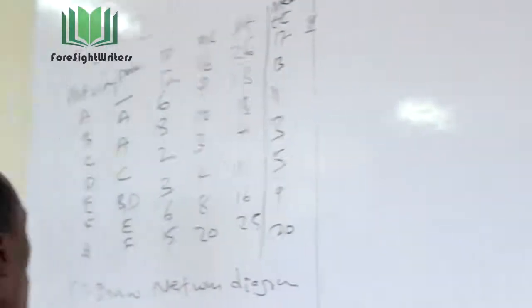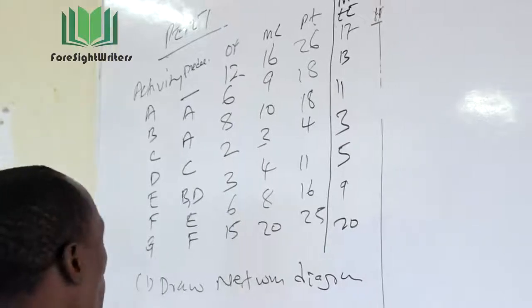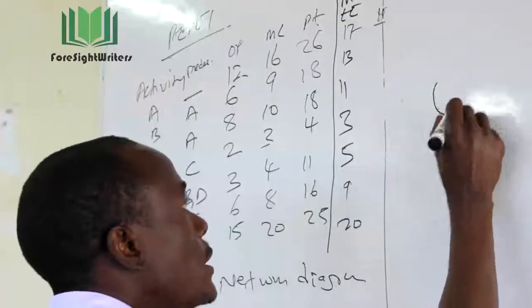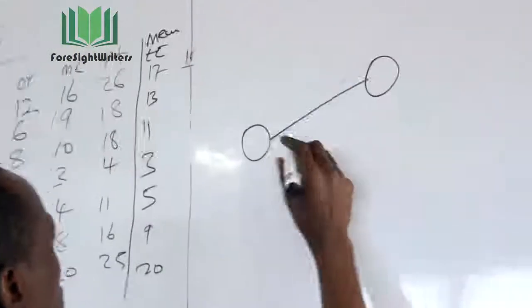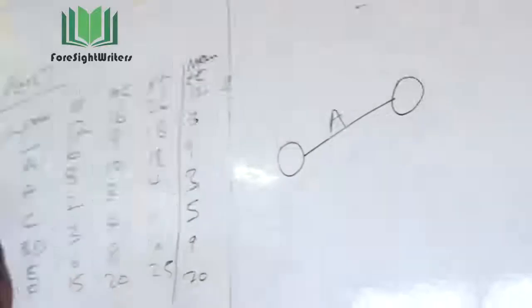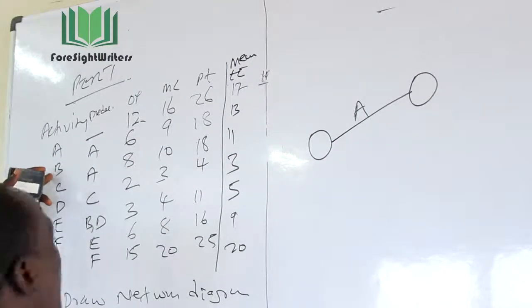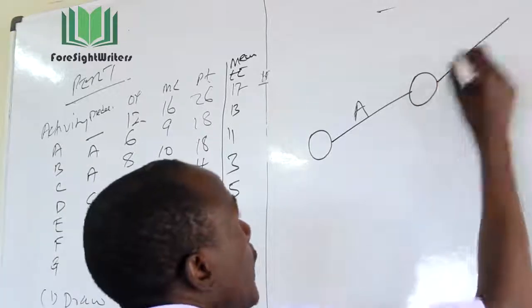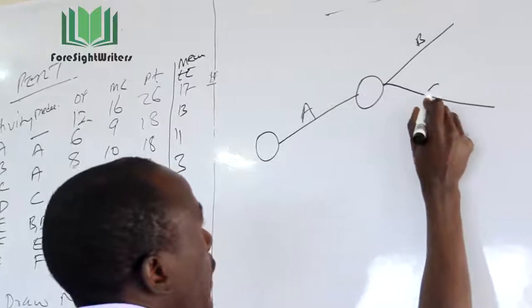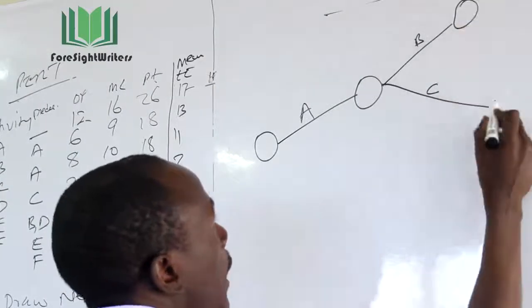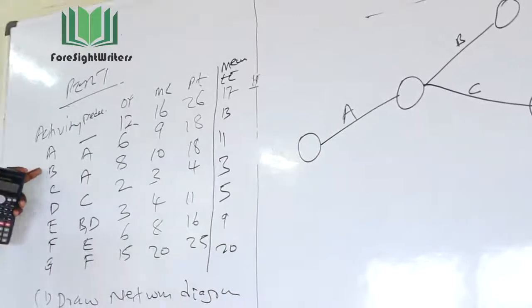Now to draw the network, I will use the activity on arrow method. I begin at 0, then I put activity A. Once I'm through with activity A, I can begin activity B and C. So activity B can begin and activity C can also begin. This is activity B, this is also activity C. So I've already presented activities A, B, and C.